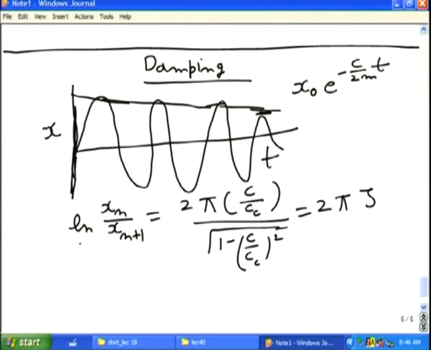Therefore, by measuring the ratios of two consecutive peaks, one can find out the damping. This is called logarithmic decrement, okay, logarithmic decrement.